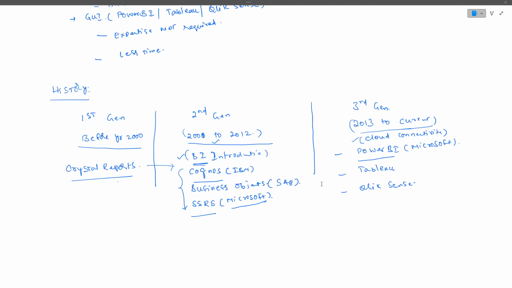Sorry, guys. So these are some of the third generation reporting tools. From 2013 to the current, whatever the latest generation we have, there are cloud connectivity tools, guys, which mostly connect with a lot of cloud connectivities.